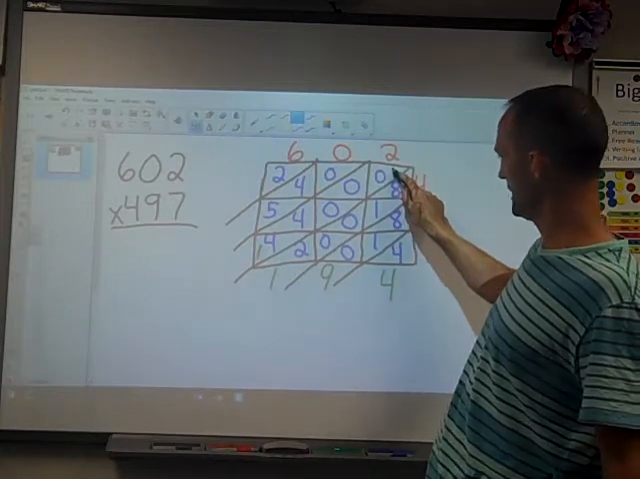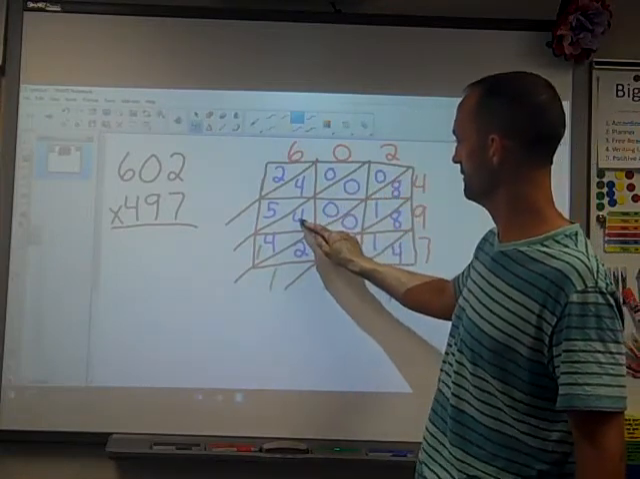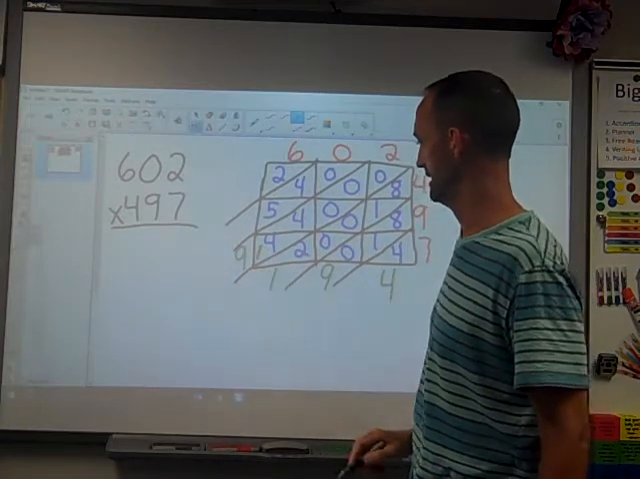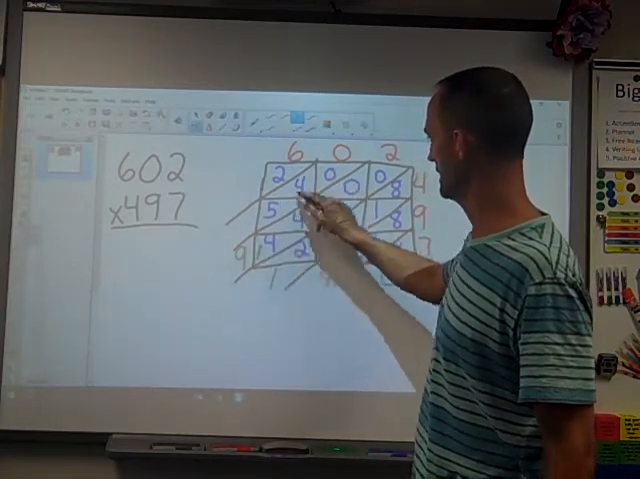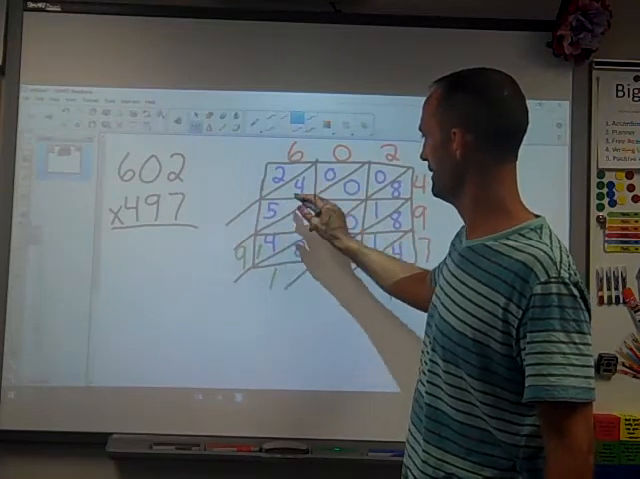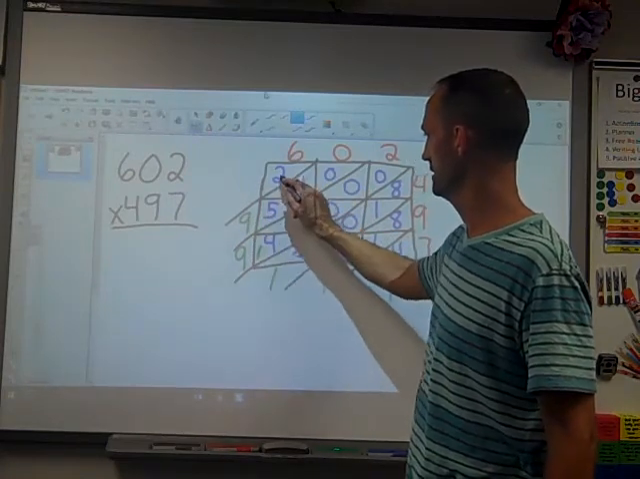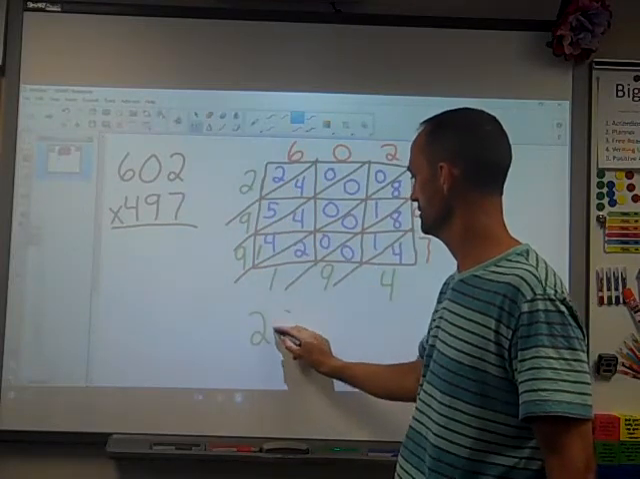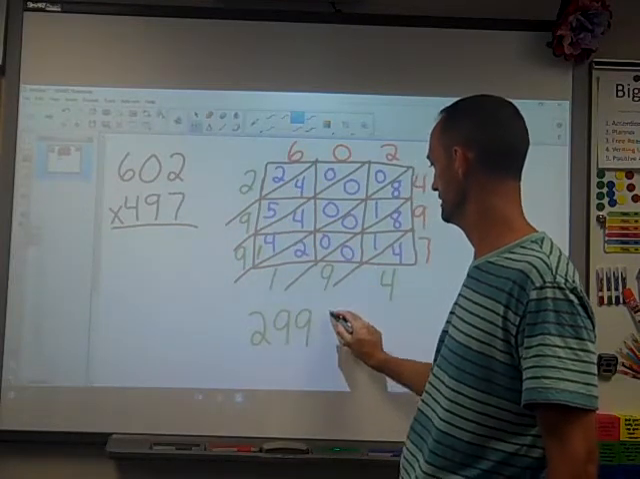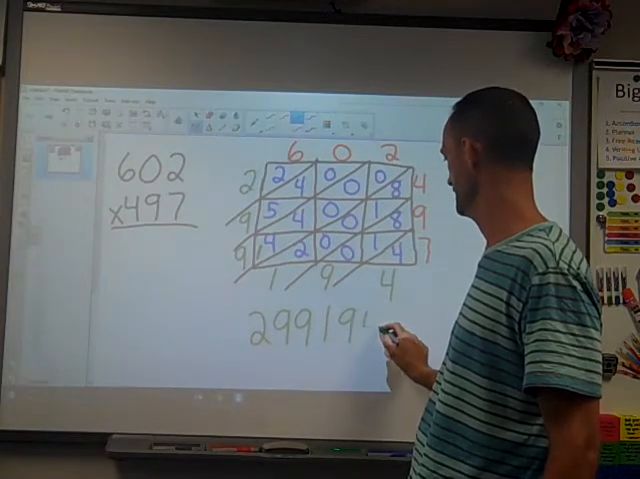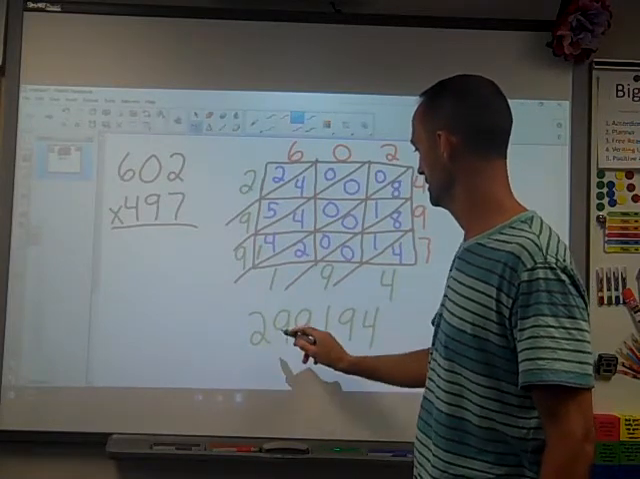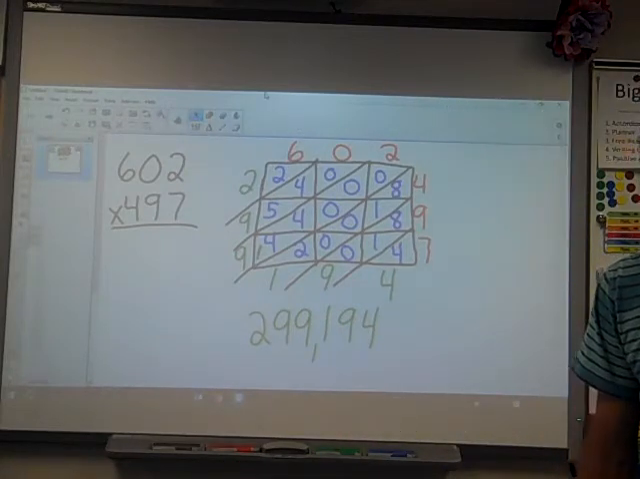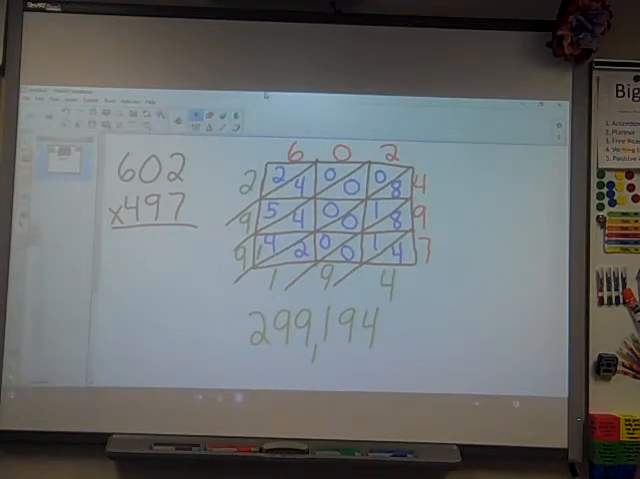Look all the way to the top. 0, 0, 0. 4 plus 4 is 8. 8 plus 1 is 9. Nothing to carry, so 0, 4, and 5. 5 plus 4 is 9. And just the 2 there. Starting in the top, 2, 9, 9, 1, 9, 4. So my answer, 299,194.